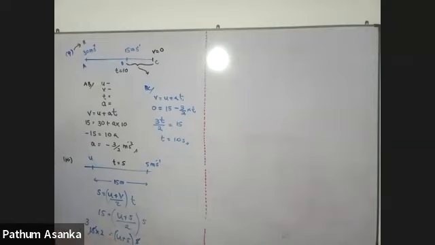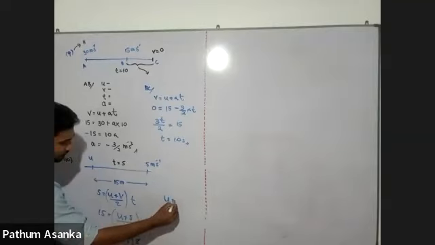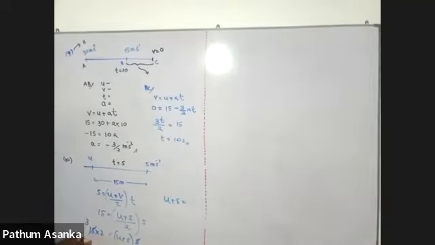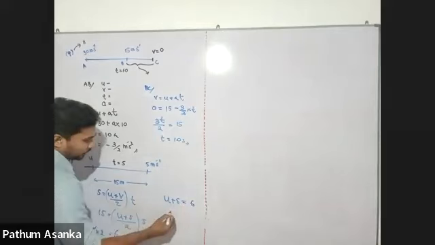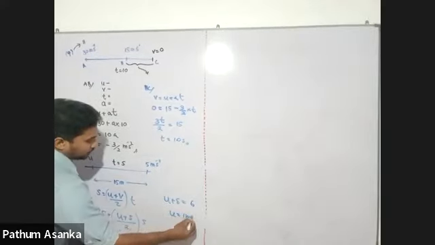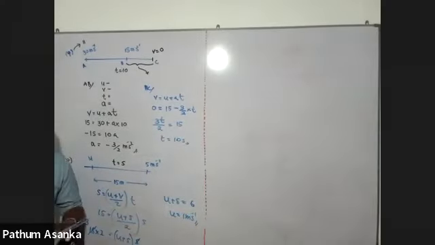Here it is 3, so u plus 5 should be equal to 6. Then u should be equal to 1 m/s. So the answer should be the second one for the 10th question, right?